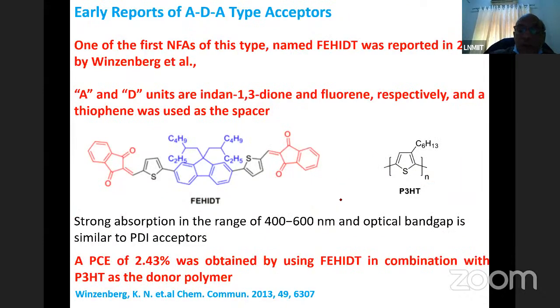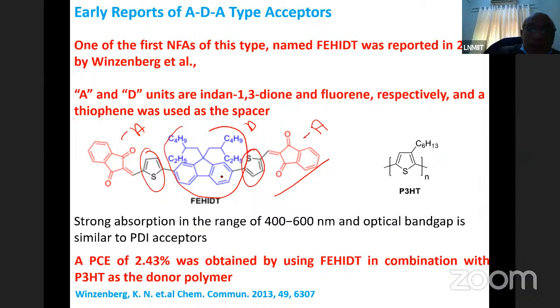So first of all, in 2013, the first non-fullerene acceptor was developed. This is your donor here, this is your A and D here, A here, and this is your pi spacer. So we can change this one, we can change this one, we can change this one. So we can tailor the properties of the non-fullerene acceptor easily.